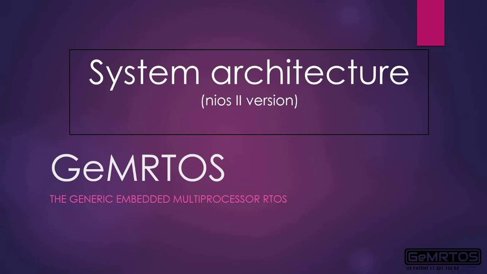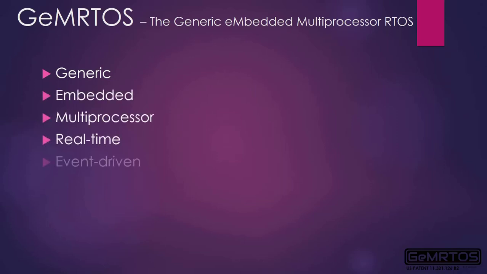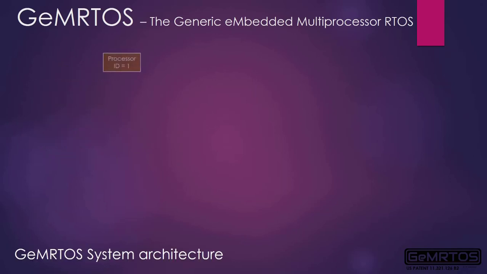In this video, the GeMRTOS system architecture is described for its NEOS 2 version using Intel FPGA devices. GeMRTOS is a generic, embedded, multiprocessor, real-time, event-driven operating system. All of these features are based on a multiprocessor hardware architecture. This architecture is made up of one or more processors. Each processor has an identification number, but there is no hierarchy among them.